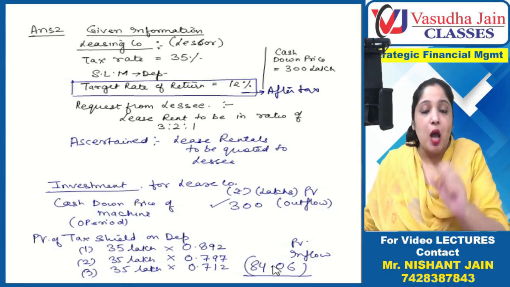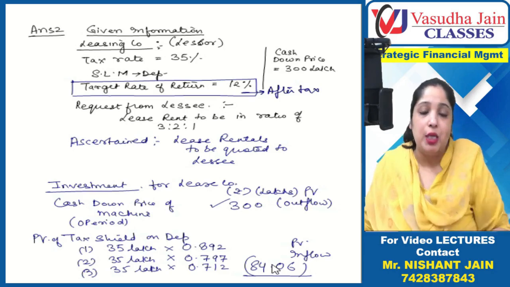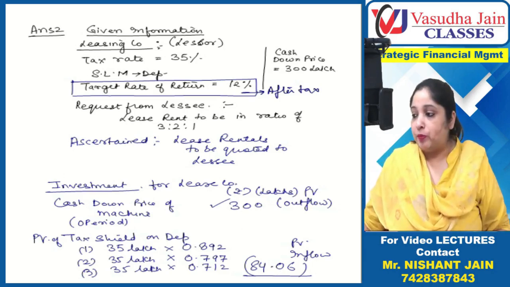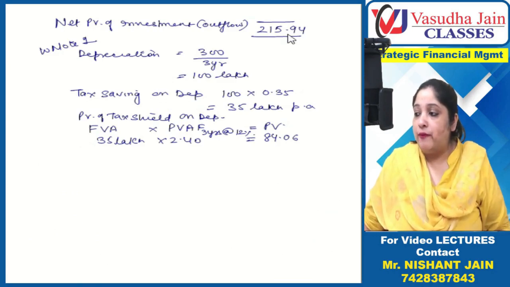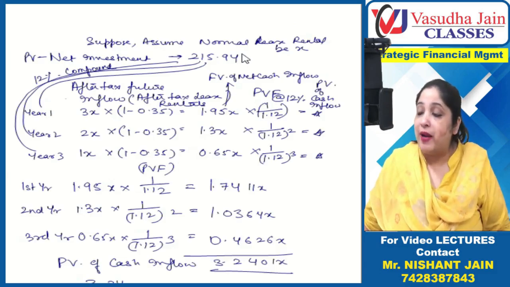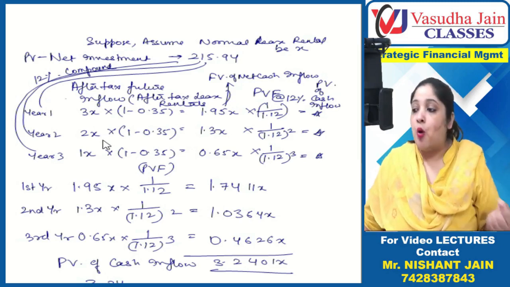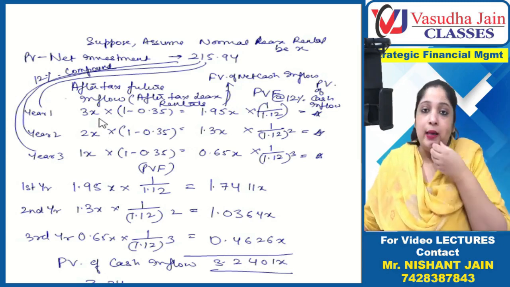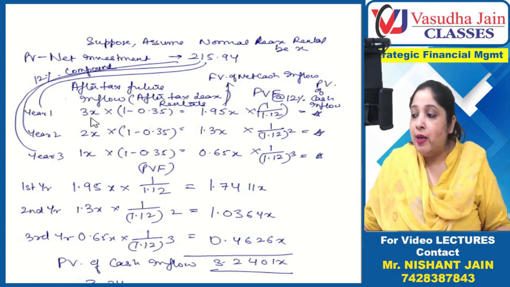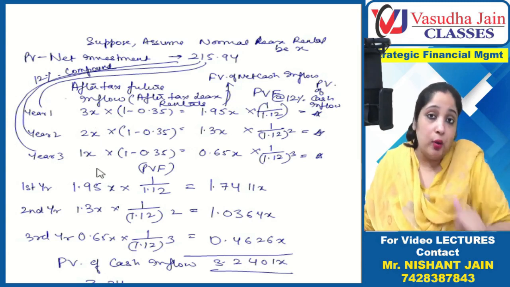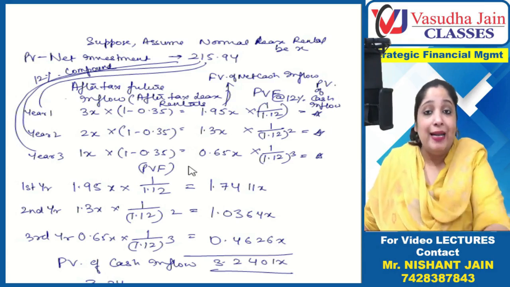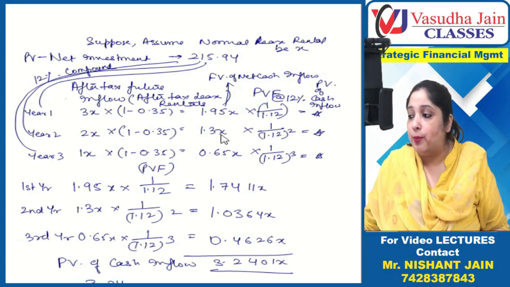So for net investment, we should know how much the leasing company is finally investing in the machine. So this is the investment done in the machine. Net investment was 215.94. Now the target is to earn 12% on such 215.94. How much lease rental should be charged so that we earn 12%? One request was made by the lessee to give him a quotation of lease rental in 3:2:1. When we get these lease rentals, we have to pay tax on them also. So after paying tax, how much is the net cash inflow? 1.9x, 1.3x, 0.65x, in years 1, 2, 3.